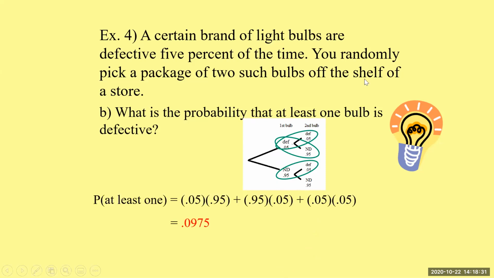So let's add up our probabilities. Again, multiply across your probability tree. You get 0.05 times 0.95 plus 0.95 times 0.05 plus 0.05 times 0.05. Crunch the numbers, we get 0.0975. So the probability is about 9.75%.